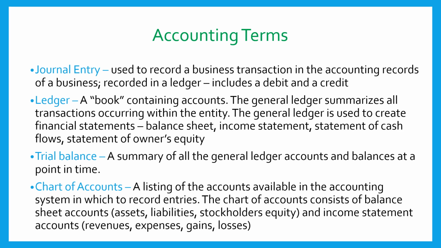The general ledger is used to create financial statements, which include a balance sheet, income statement, statement of cash flows, and a statement of owner's equity. A trial balance is a summary of all the general ledger accounts and balances at a point in time. A chart of accounts is a listing of the accounts available in the accounting system in which to record entries. The chart of accounts consists of balance sheet accounts, such as assets, liabilities, and stockholders' equity, and income statement accounts, such as revenue, expenses, gains, and losses.